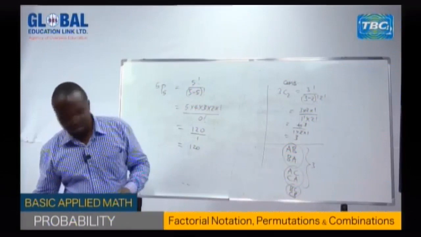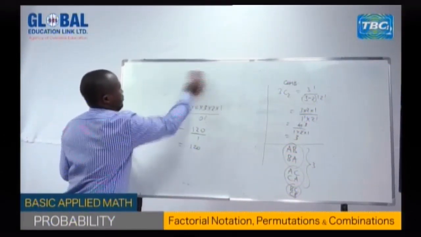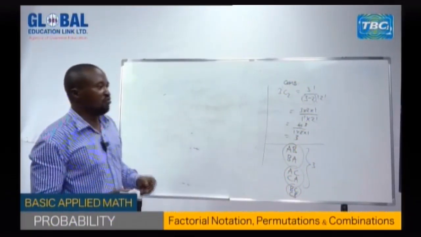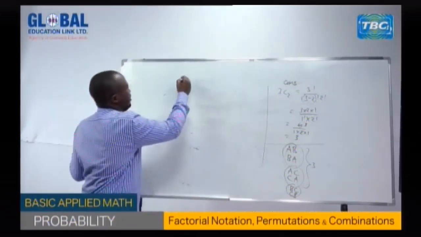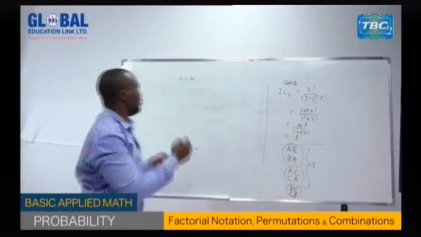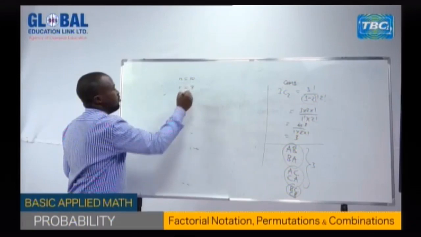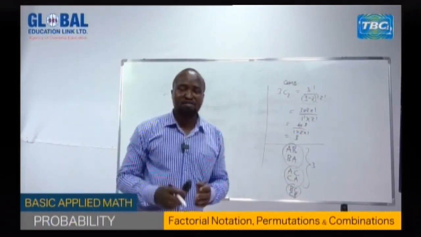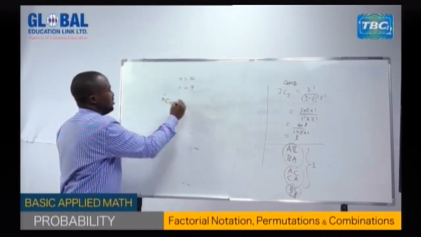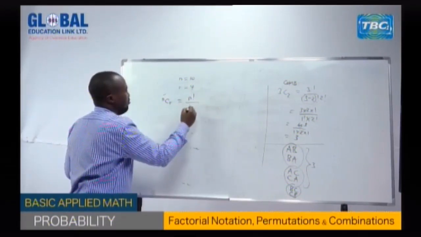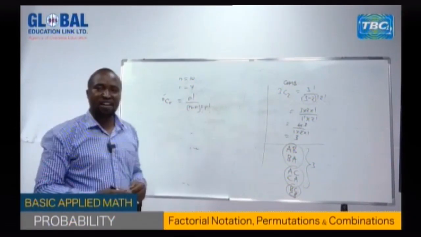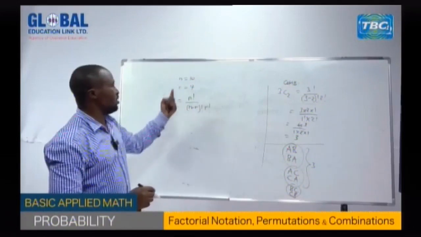Therefore, we could say, remember we have a total of 10 people, that is n is equal to 10, and we need only to choose 4. Therefore r here is equal to 4. Now by using our general formula, we say that nCr is equal to n factorial over (n minus r) factorial, then r factorial. That is the general formula for combination.